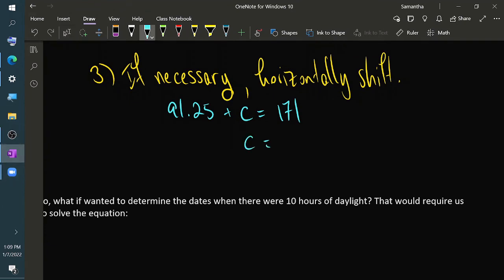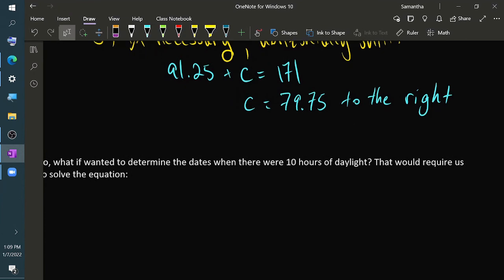The amount of shift that would be necessary to move that peak from 91.25 to 171 is equal to 79.75. We would have to move the graph this amount to the right so that the peak, the maximum number of daylight hours, occurs on the correct date.